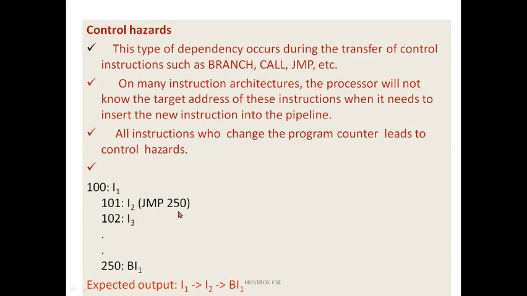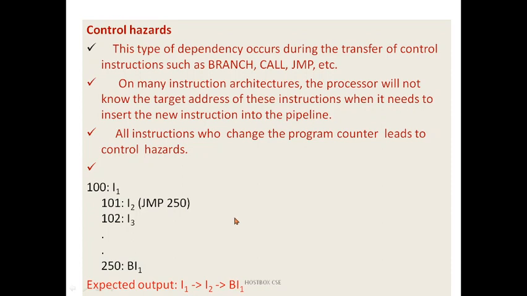Here, remember, I am going to use a branch instruction. That's the reason it is also called branch hazard, control hazard, or control branch hazard. Now what will happen when I2 jumps to 250? It has to leave this, flush this pipeline, flush the instructions here, and go to the particular target. So the expected output is I1, I2, BA1.